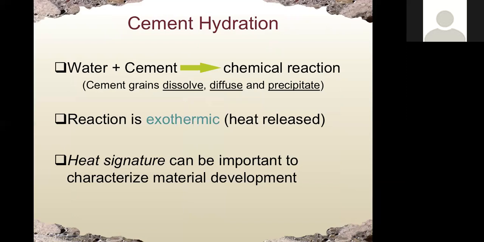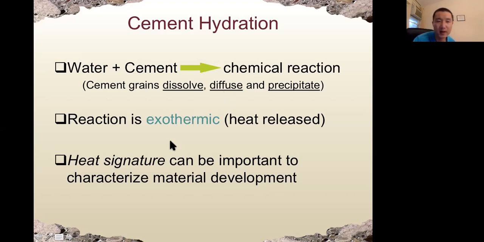The cement hydration, or the chemical reaction between water and cement compounds such as C3S and C2S, will generate a lot of heat. Okay, so water plus cement, this chemical reaction will generate a lot of heat. The cement grain will dissolve, diffuse, and precipitate. So remember these three words, and we'll discuss this process in a moment.